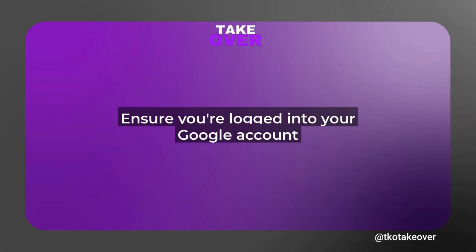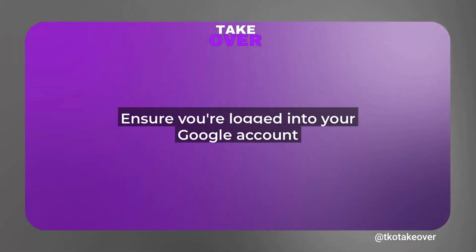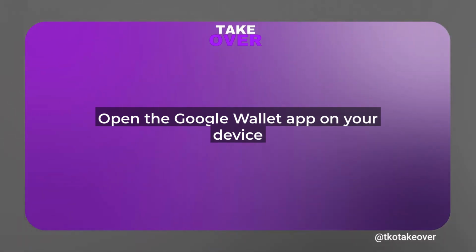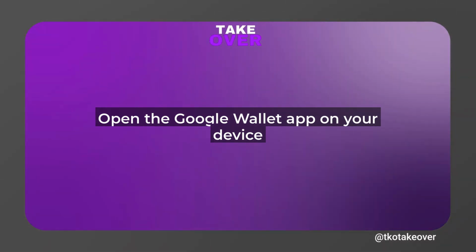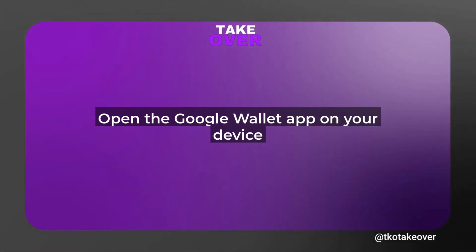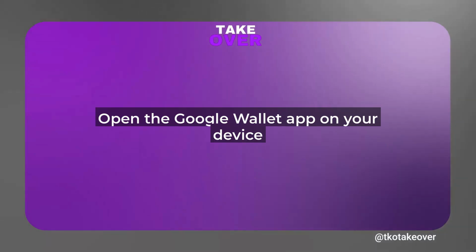Let's dive right in. First off, make sure you're logged into your Google account on your mobile device. Open the Google Wallet app. It's the one with the colorful wallet icon. If you don't have it installed, grab it from the Google Play Store for Android or the App Store for iOS. Once you're in the app, tap on your profile picture or the settings icon, usually found in the top right corner. This will take you to the Account Settings menu.